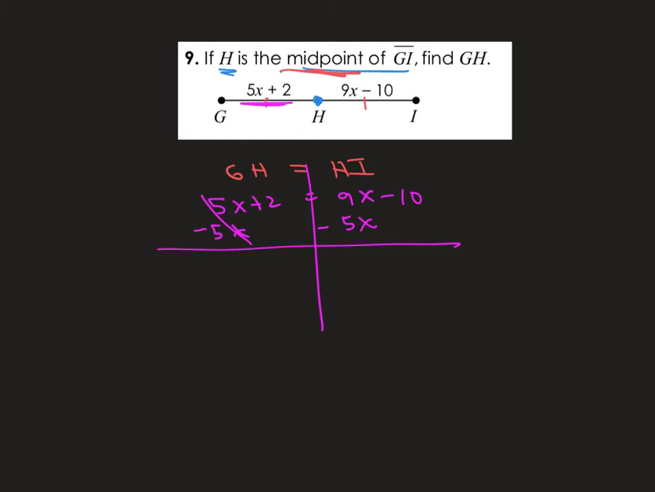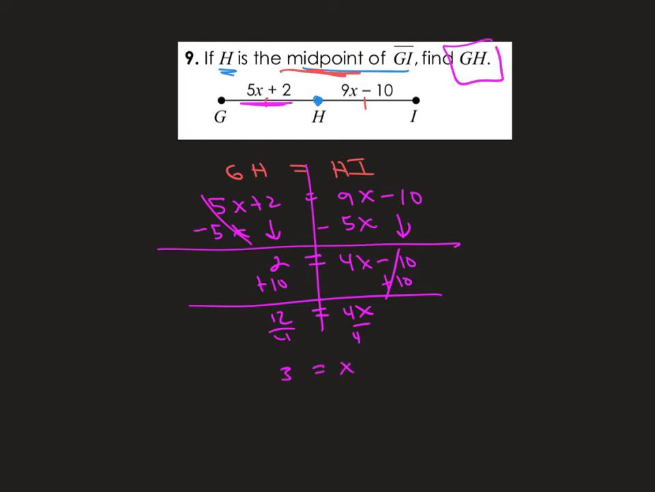So I take my 2, drop it down. 9x minus 5x is 4x. Negative 10 drops down. I'm going to add 10 to both sides. And the reason I chose to do that is because I push my variables to the right. 12 equals 4x, cleaning it up from left to right. Divide by 4, 3 is equal to x.